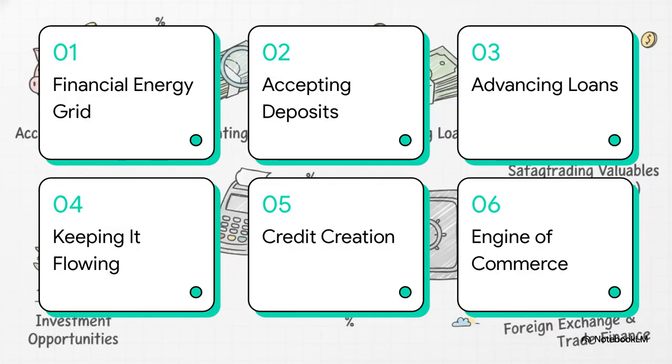Okay, here's our roadmap for this explainer. We'll start with the financial energy grid, look at powering up through deposits, distributing power via loans, keeping it flowing, boosting voltage with credit creation, and tie it all together with the engine of commerce.